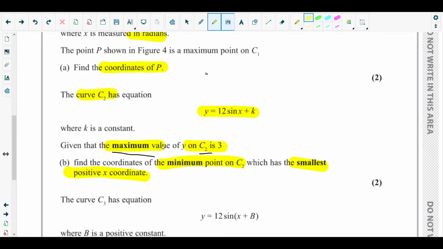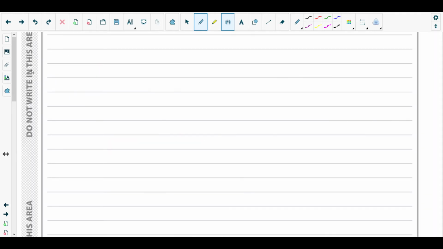The maximum value of y on C2 is what? 3. So when would the maximum value of C2 occur? When sin x is maximum. Sin x is maximum, that is 1, right? So when sin x is 1, you will have the y value of C2, that is 3. That means 12 plus k equals what?